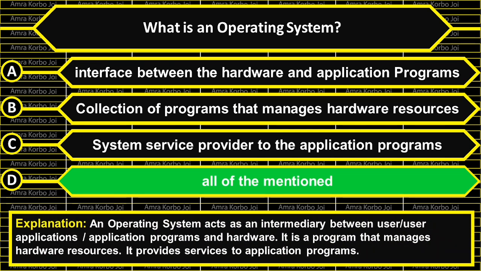Explanation: an operating system acts as an intermediary between user applications, application programs, and hardware. It is a program that manages hardware resources. It provides service to application programs.